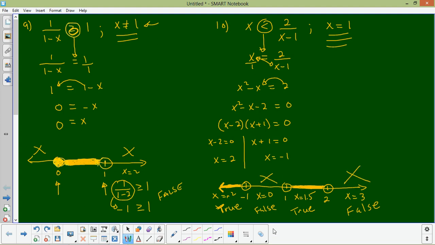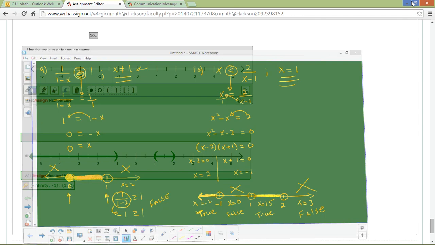So those two intervals with x's over them will be excluded, and the interval from negative 1 to 1 and the interval from 2 to infinity, those intervals will work. So that's questions 9 and 10. Please get back to us if you have any difficulties.